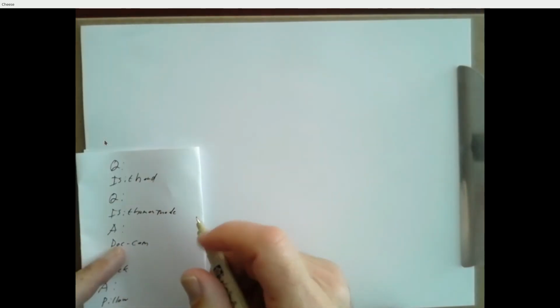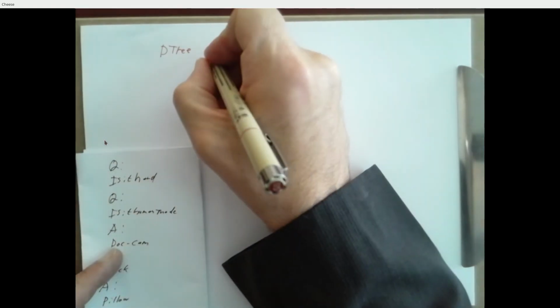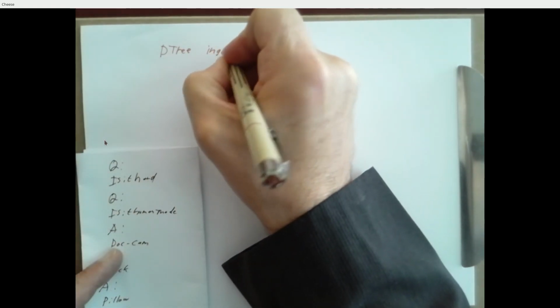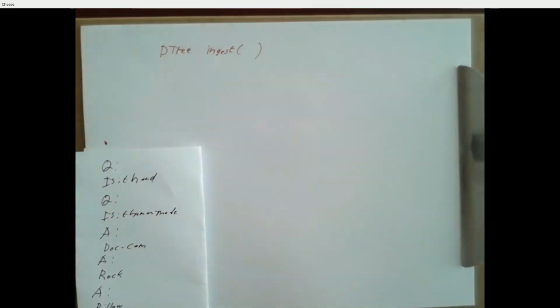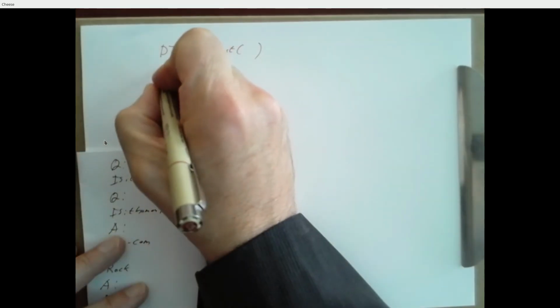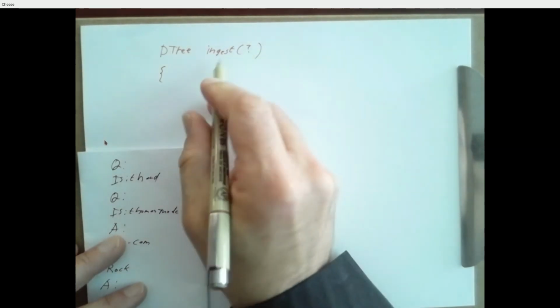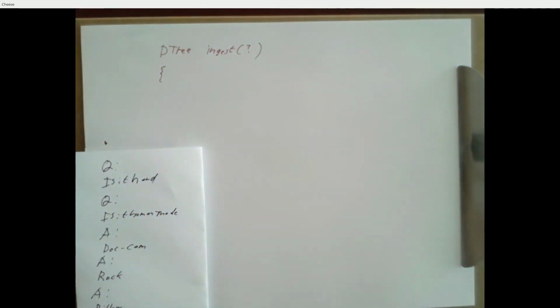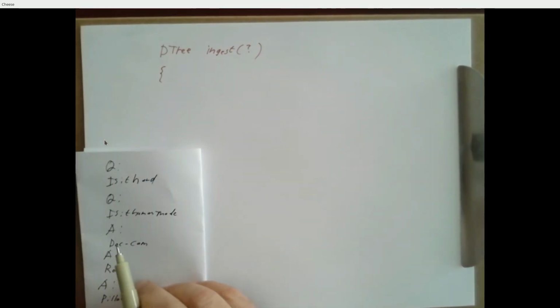So let's write a routine. This is going to return a decision tree, and I'm just going to call it ingest. And you may want to pass it a scanner object, or you may make that global or something. But the basic structure of this method is, it's called ingest. It reads from the file and it returns a decision tree.